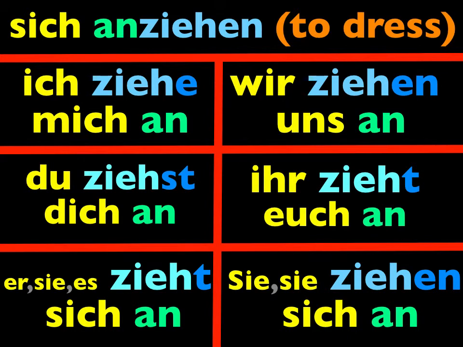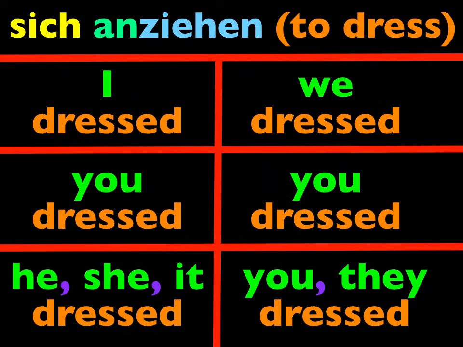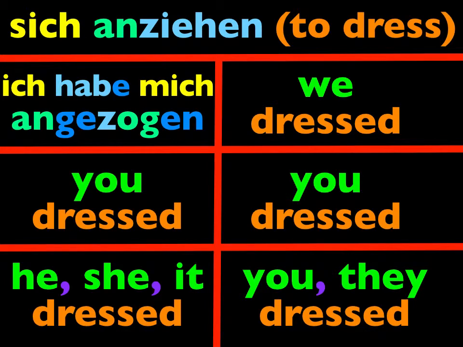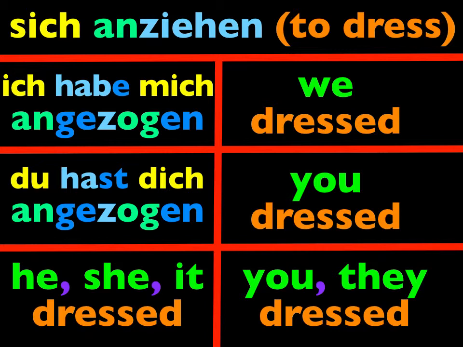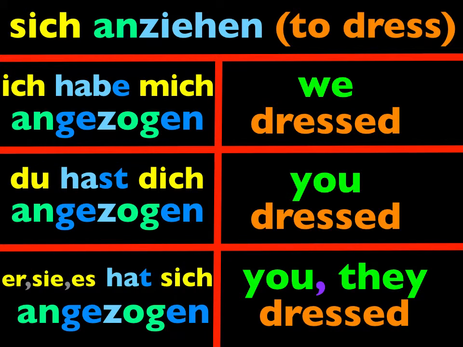This verb happens to be not only a reflexive verb, but it is a separable prefix verb. That's why the an comes at the end. Notice that the reflexive pronoun, mich, dich, etc., the new words, come right after the verb. Let's learn the past tense of it. Repeat after me. The way to say I got dressed, you got dressed, etc. Ich habe mich angezogen. Du hast dich angezogen. Er hat sich angezogen.